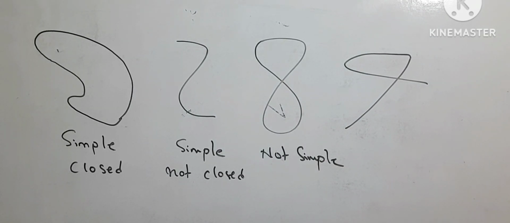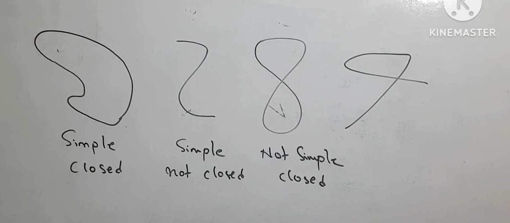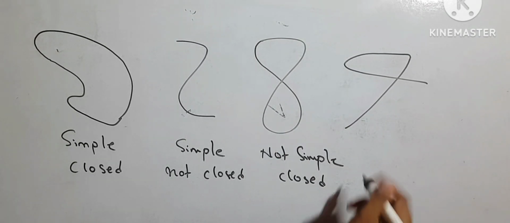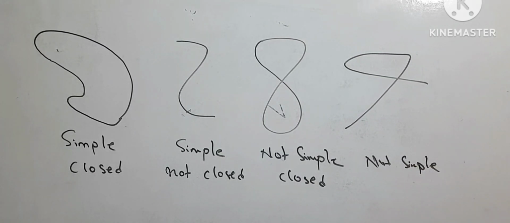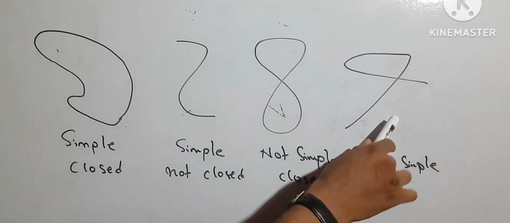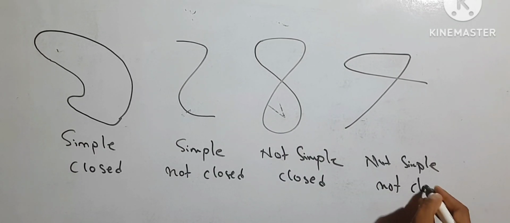Now, is it a closed one? Yes sir, it is a closed one. Now the next one. Is it having any intersection? Yes sir, intersection is there at this point. It's not simple. Is it a closed one? No sir, it's an open one. It's not closed also.